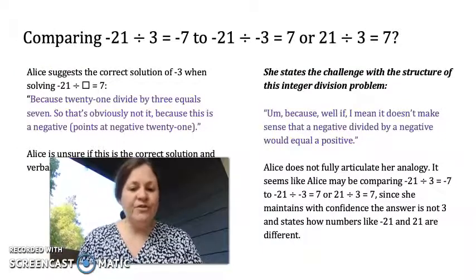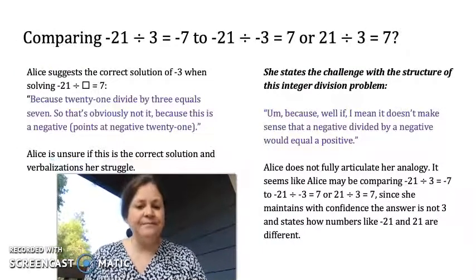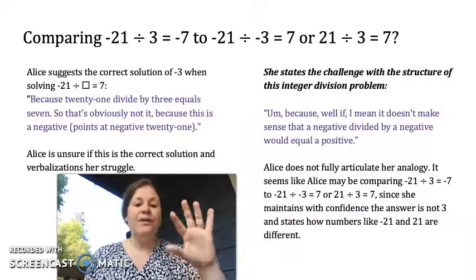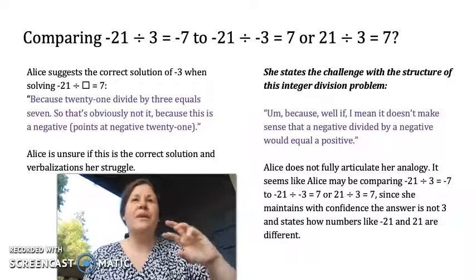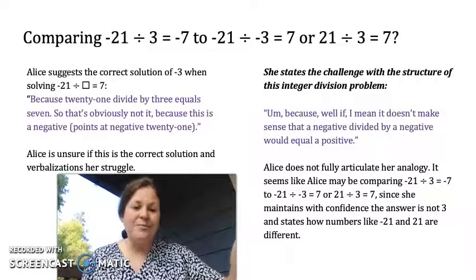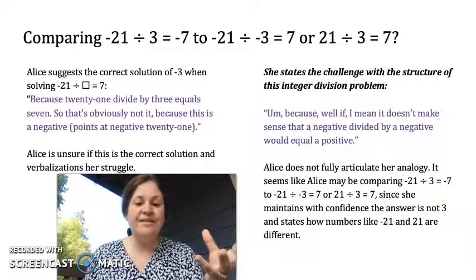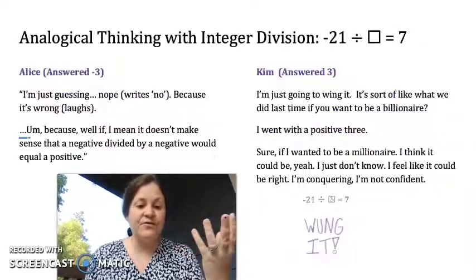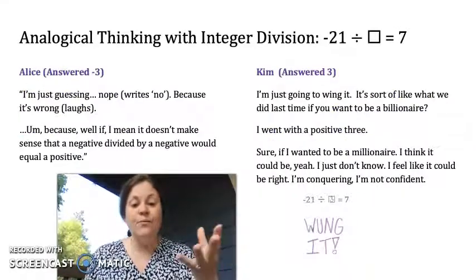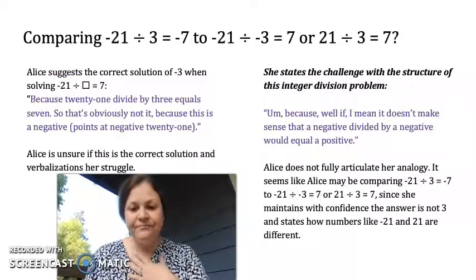But my point in showing this is to make an argument that whole number analogies might work well for some number sentence types, and it seems that what would be productive here, for negative 21 divided by box equals 7, is to make more of an analogy to integers.